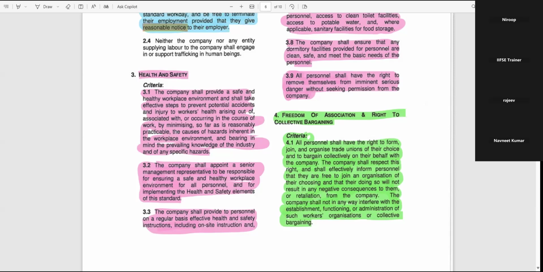They have to provide all the health and safety provisions. For example, providing a safe workplace, machines having safety controls in place, proper environmental monitoring, and also providing all the exhaust systems in case of any fumes released from your machineries or operations, to the extent practically possible, and the causes of hazards inherent in the workplace environment, bearing in mind the prevailing knowledge of the industry and the specific hazards.